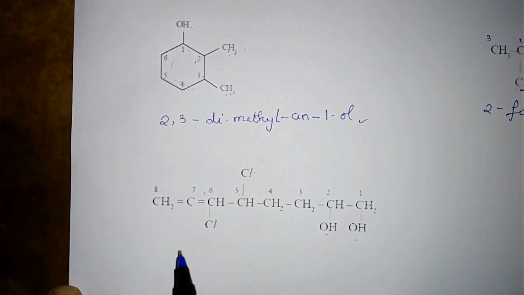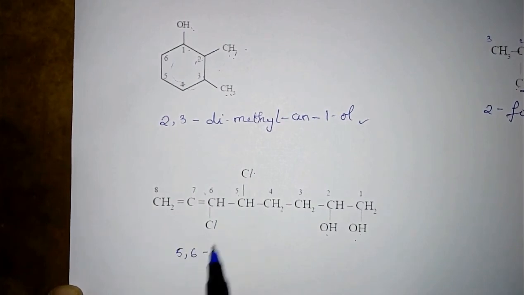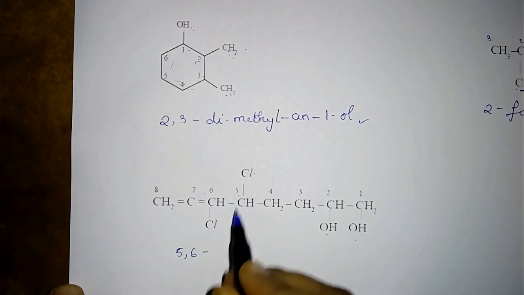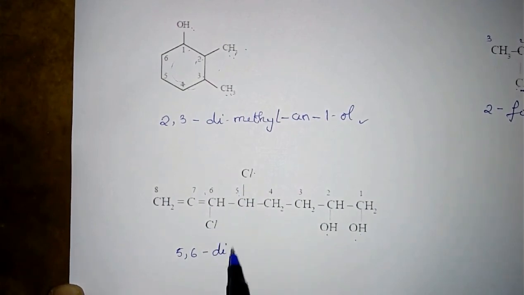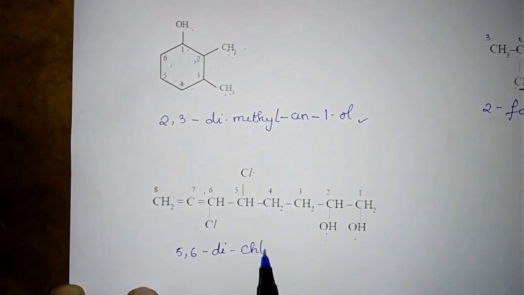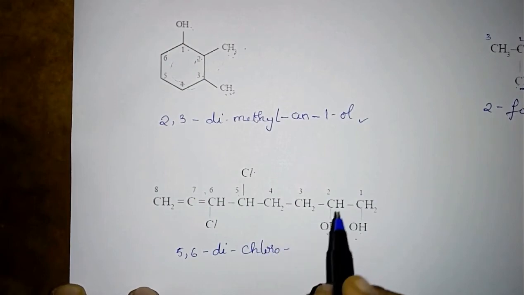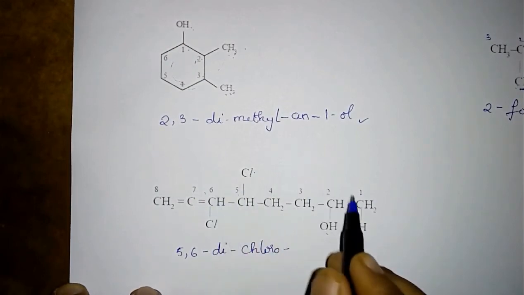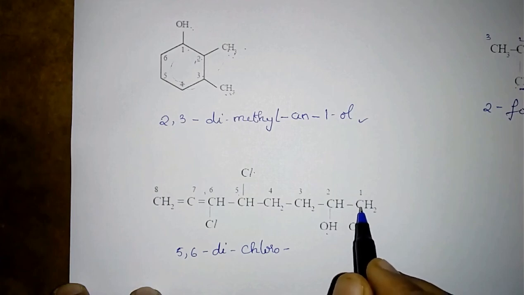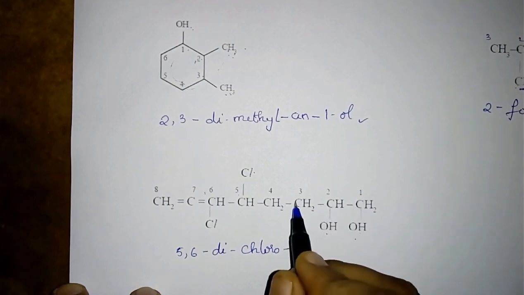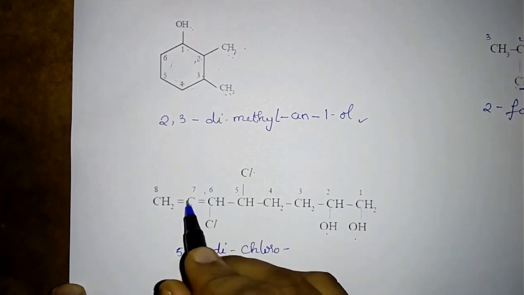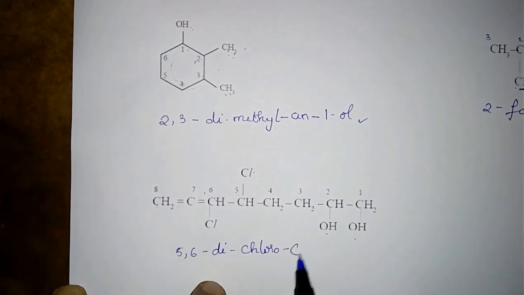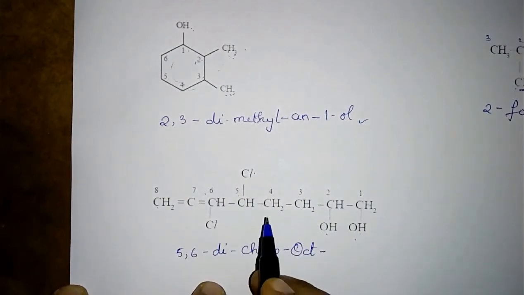So what will you write? 5, 6. Both are the same, chlorine. So we write the numerical prefix di. Chlorine means you will write chloro. Over. Next, cyclic: is it a cyclic compound? No, it is not a cyclic compound. So our word root: methane, ethane, propane, butane, pentane, hexane, heptane, octane. So you will write oct, hyphen.